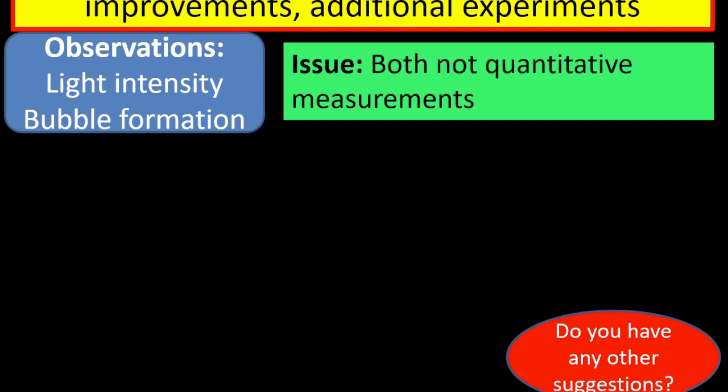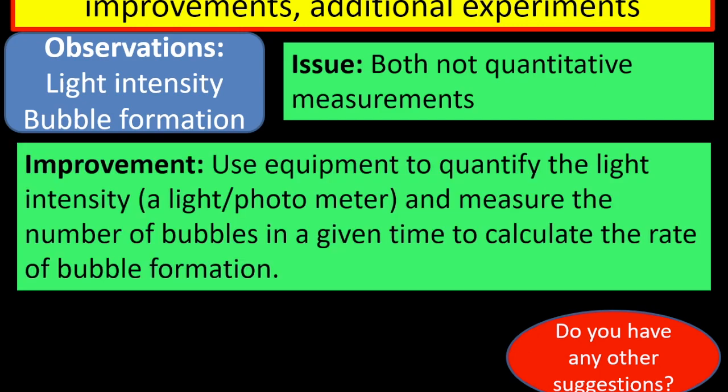So the question is then, how could we make the equipment or the experiment and our observations more quantitative? So we could have used more specialist equipment, obviously difficult at home. There are pieces of equipment that can measure light intensity directly, so light meters or photometers. We could have also counted bubbles released during a certain time, so we could make it more quantitative. So say count the number of bubbles observed in 30 seconds for each of the conditions, and therefore we'd be able to have a relative rate of reaction that way.